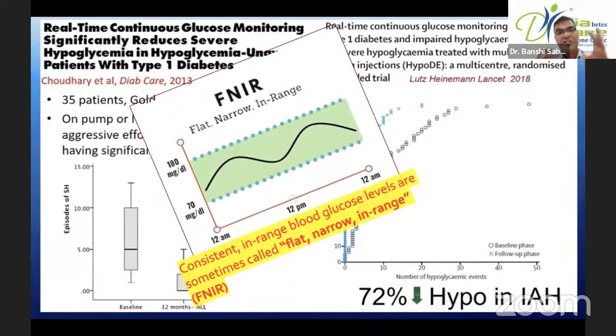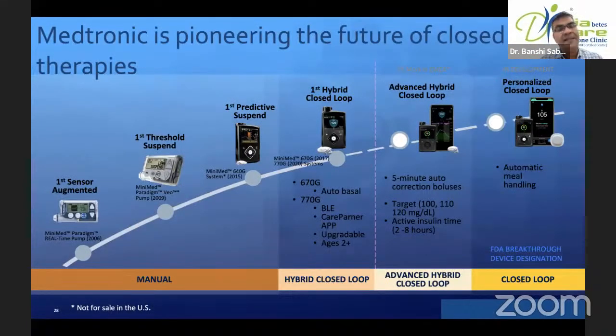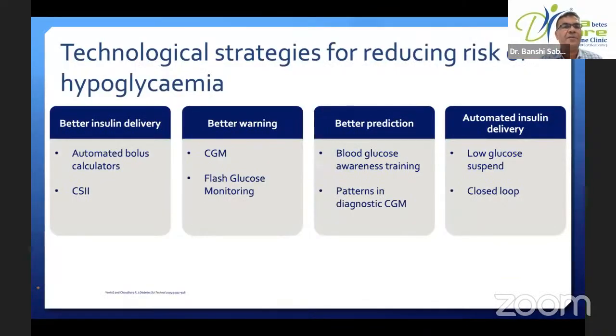It can be, and we can achieve a time in range, a target range between 70 to 180. Insulin pumps have come a long way over a period of time. Now we have the 780G, and we are getting patients absolutely well controlled without any hypoglycemia because we have better insulin delivery, better warning, better prediction, and automated insulin delivery.